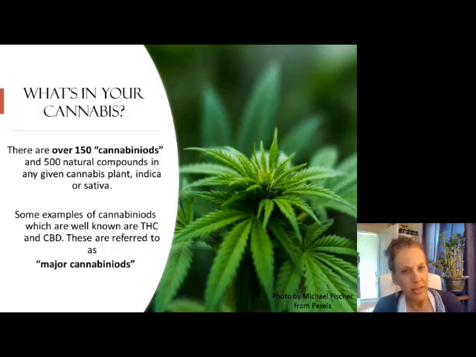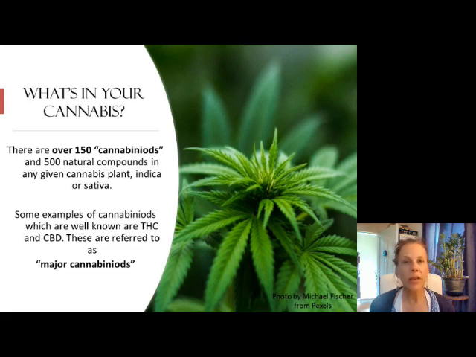So what is exactly in your cannabis? Did you know that there's actually over 150 cannabinoids within a cannabis plant? And even besides that, there's over 500 other different natural compounds. And that would be found in both of the indica, sativa, or, as we learned, hybrid.